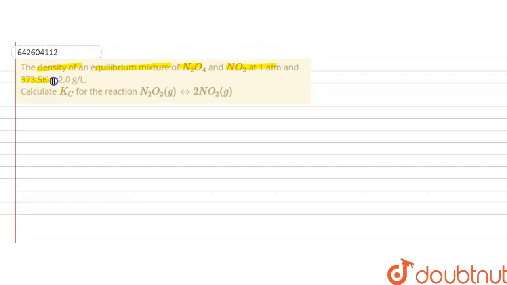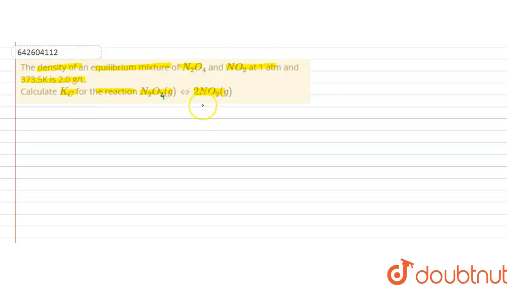Hello students, the question is: the density of an equilibrium mixture of N2O4 and NO2 at 1 atmosphere and 373.5 Kelvin is 2 gram per liter. Calculate Kc for the reaction N2O4 gaseous to 2NO2. So in this question, the density of this equilibrium mixture is given as 2 gram per liter at 1 atmosphere pressure and 373.5 Kelvin. We have to find out Kc for this reaction.